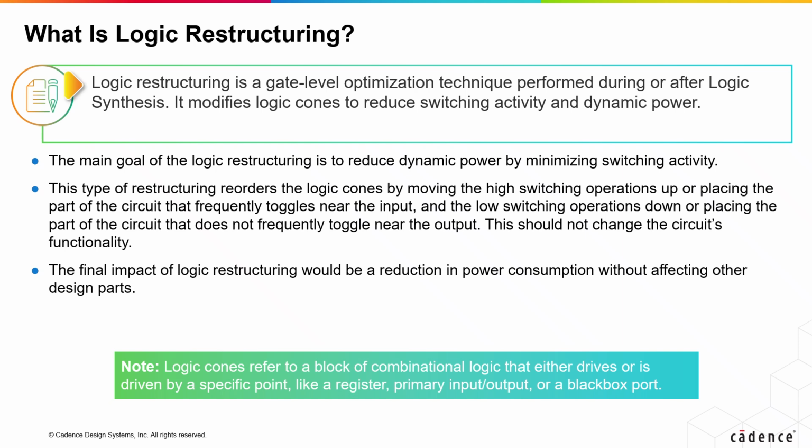Logic restructuring is a method used to modify the RTL during synthesis for optimization. It essentially restructures the logic codes to decrease switching activity and thereby reduce dynamic power consumption. It reorders the codes by shifting those with high switching activity up or moving the high toggling logic towards the input, and by shifting codes with low switching activity down or moving the low toggling logic towards the output. Logic restructuring does not affect the circuit's functionality and helps minimize dynamic power.